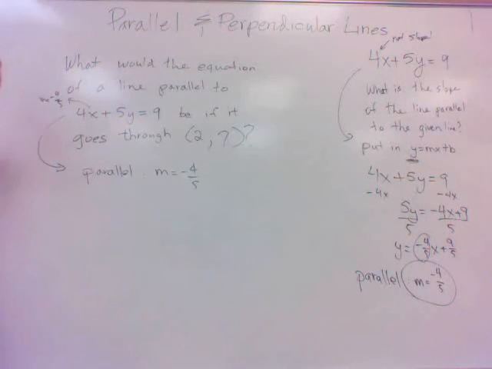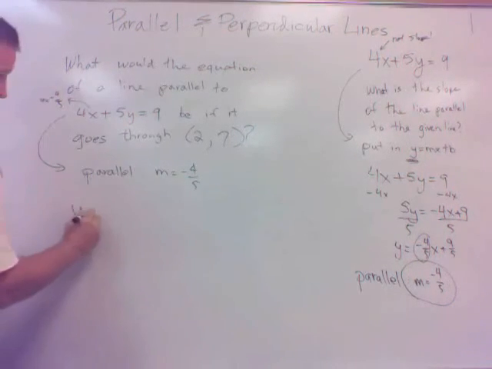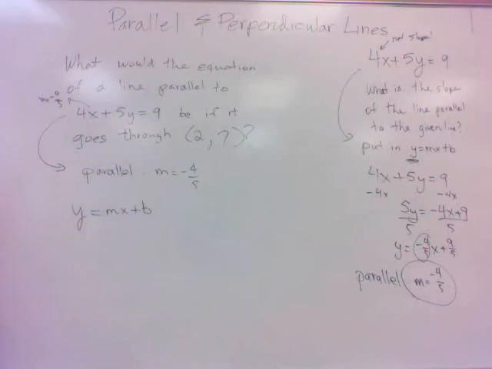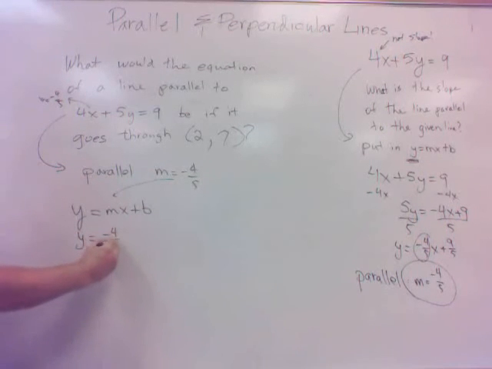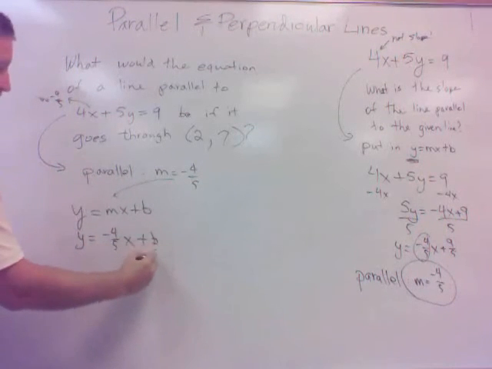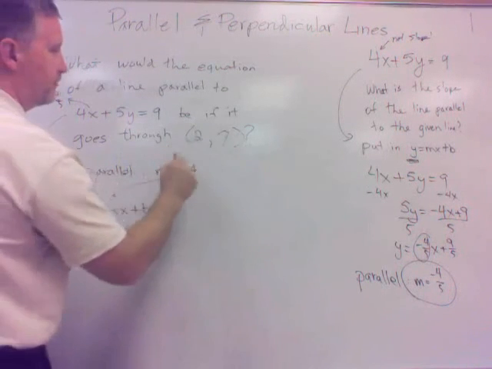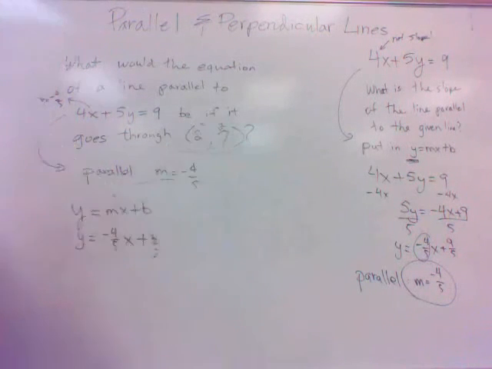Okay, but I want to take it one step further. What would the equation of that line be? Well, I'd want a y equals mx plus b for my new line. I've got the m. M is negative 4/5. I just need to figure out b. How do I figure out b? One way to do it is to plug in the point. This is an x comma y, so I can plug in x to be 2, y to be 7.